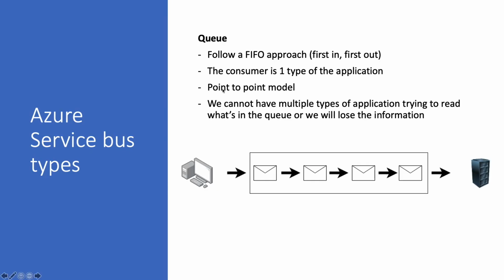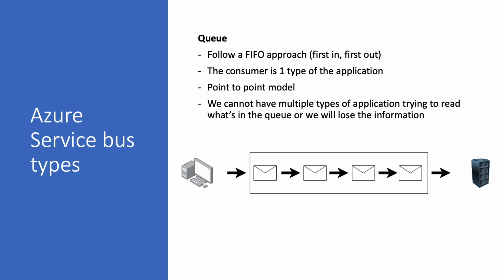So, what are the types that Azure Service Bus provides? Basically, we have 2 types. We have something called the queue and we have something called the topics. The queue is the easiest one to understand, and then we're going to go to the topics.